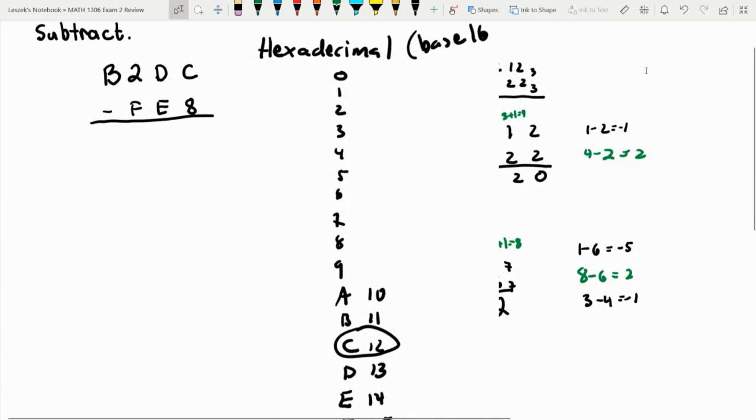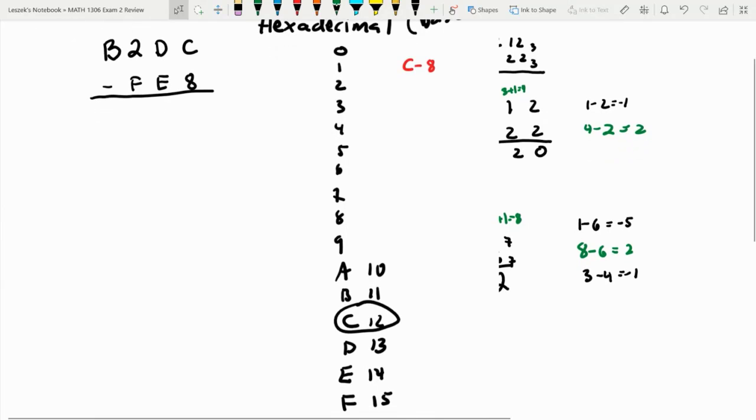C minus 8. So for the first column, we would want to think of that as C minus 8 is the same as 12 minus 8. So that's equal to 4. So that's what our digit will be.